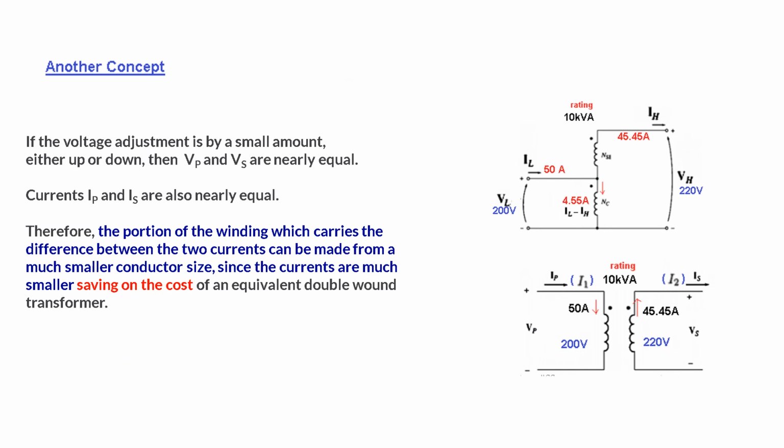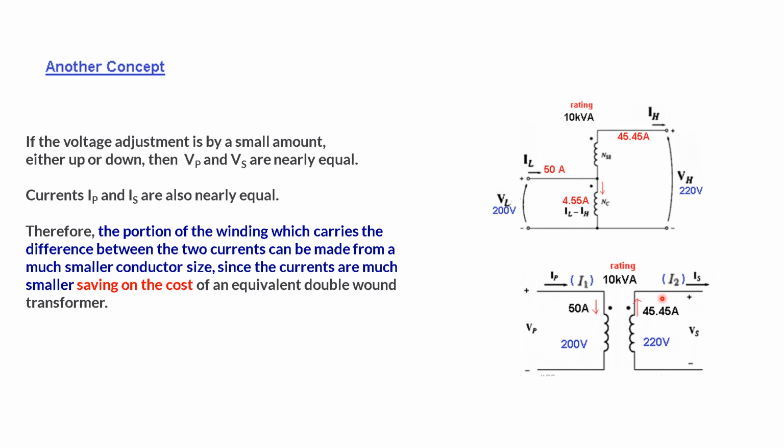Okay, now another concept that we have to keep in mind. Let's say this is the transformer, with input voltage 200 and the output voltage we want is 220. So we can use a two-winding transformer. This primary side will be carrying, because its rating is 10 kVA, a primary current of 50 ampere, and the secondary current will be 45.45 ampere.